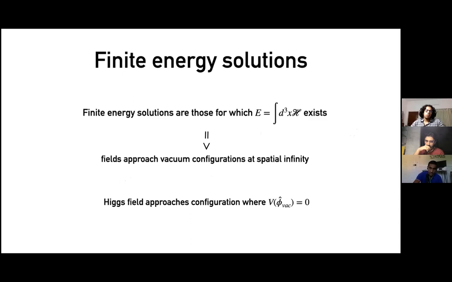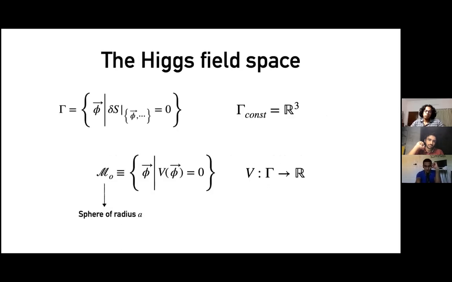So now let's talk about finite energy solutions. We talked about vacuum configurations, but now let's talk about solutions that have finite energy. What does that mean? It just means that if you compute the energy as the integral of the Hamiltonian, you get a number that's not infinite. So if you want that to happen, you want the integrand to decay as you go off to infinity. And so basically, the Higgs field will approach vacuum configurations as you leave a certain radius. That's the intuition that we'd like to make precise.